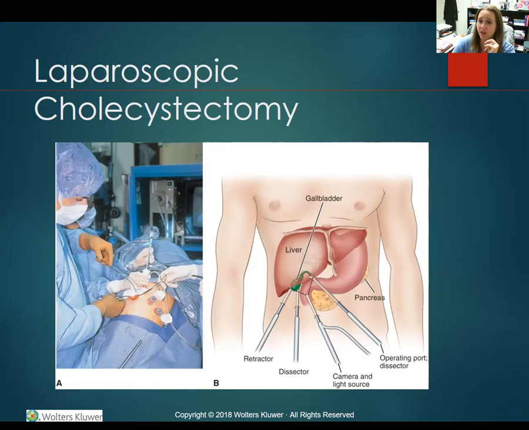Postoperatively, they can have, a lot of times, shoulder pain, and that's because they use that CO2 to inflate with the laparoscope, and it takes a while for your body to absorb that. So they have that pressure shoulder pain from that CO2 gas. Things you can do to help with that is have them lie on their side with their knees bent. That can help with that pain. Of course, analgesics.